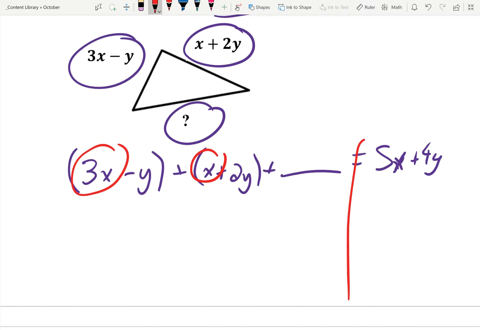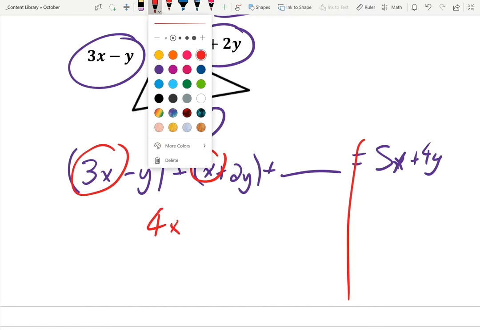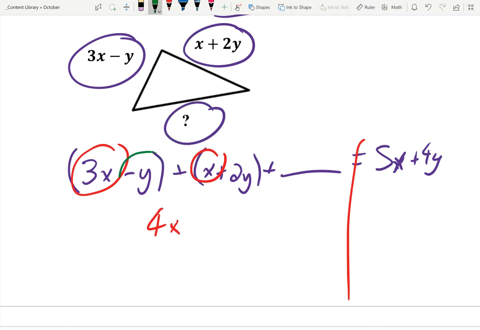The left side, 3x plus x makes 4x. And if we combine the y's, we have negative y plus 2y. So that's negative 1 plus 2, which is plus 1y, right? All right. So then we have that plus that mystery side. We don't know what's on that other side just yet, equal to our 5x plus 4y.